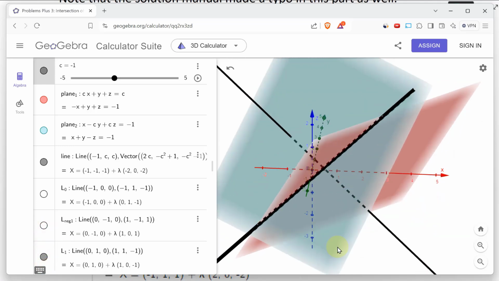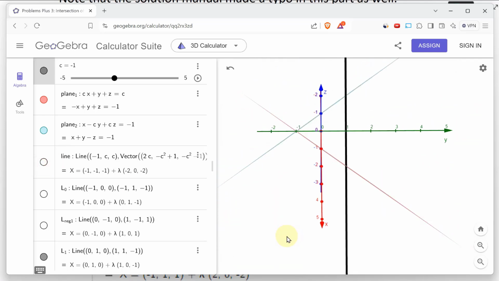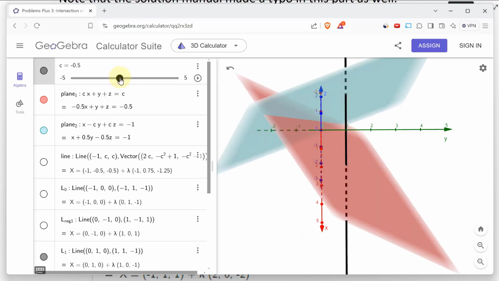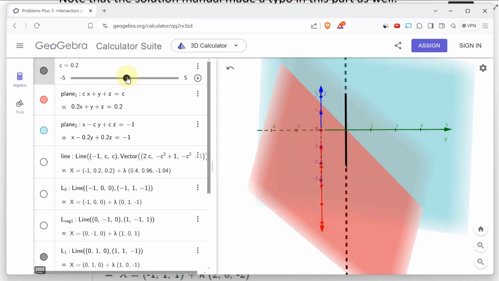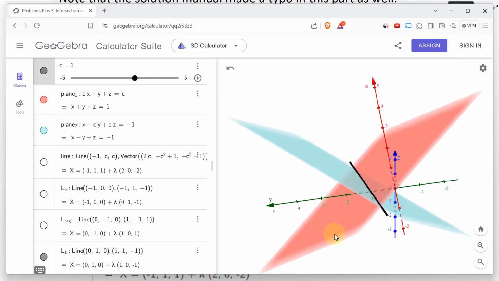And I'll hide that. So notice how far away it is from the lines. And I'll just hide this line as well. Yeah, so it's far away from that, so you have to shift this over to 1. And so look, it's moving around. The planes are moving based on the value of C. There's a 0, and the line is exactly in line with that.